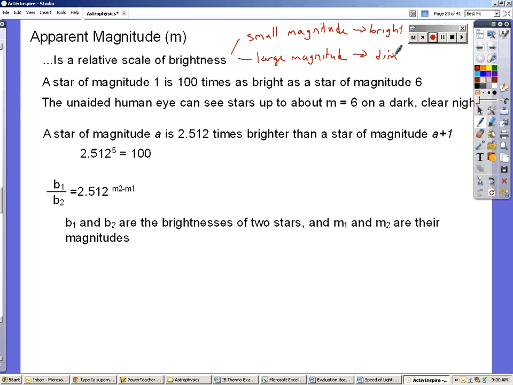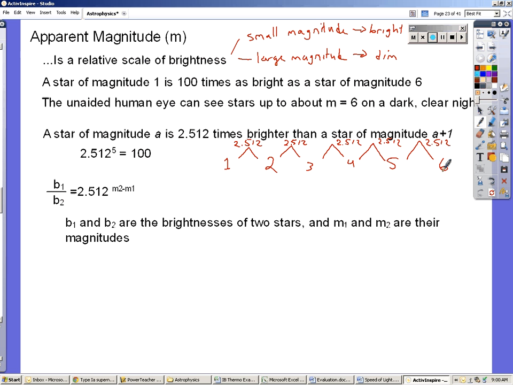And because of this definition, that a star of magnitude 1 is 100 times as bright as a star of magnitude 6, what that means is that when you start at magnitude 1, you have to divide by 2.512 to get a star of magnitude 2. And to go from magnitude 2 to magnitude 3, you have to divide again by 2.512. And there's again a 2.512 ratio between magnitude 3 and 4, another 2.512 ratio between 4 and 5, and another 2.512 ratio between 5 and 6.